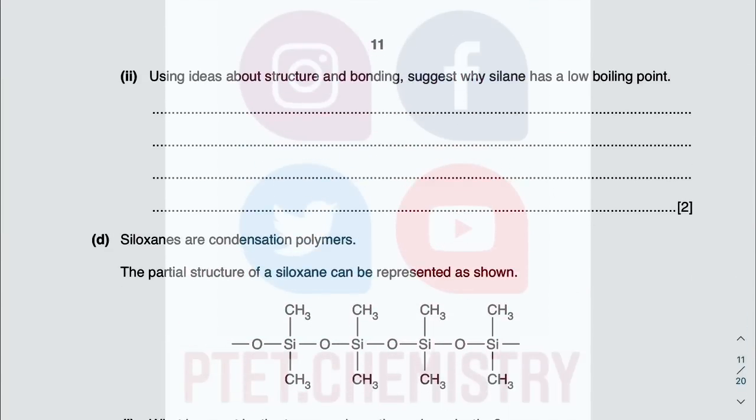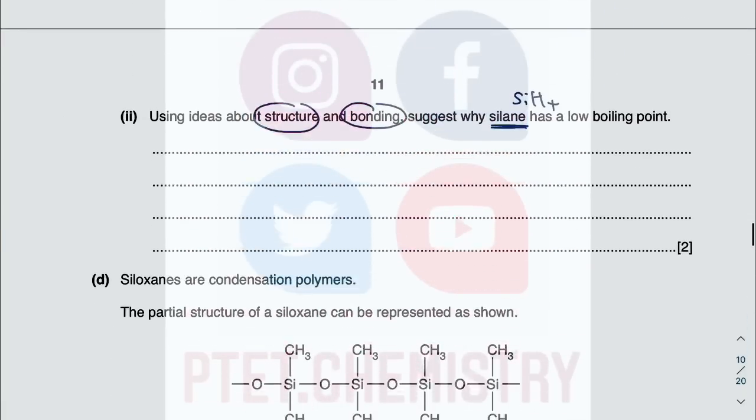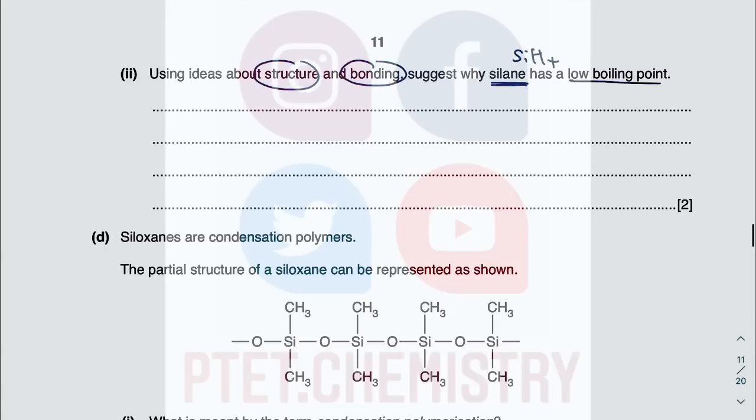Next bit, we need to talk about structure and bonding. Why silane? Silane is SiH4, the molecule that you just drew there. The information they give you is it has low boiling point, okay? So low boiling point means it boils easily. Means SiH4 must have simple molecular structure, okay? You mentioned the structure already.